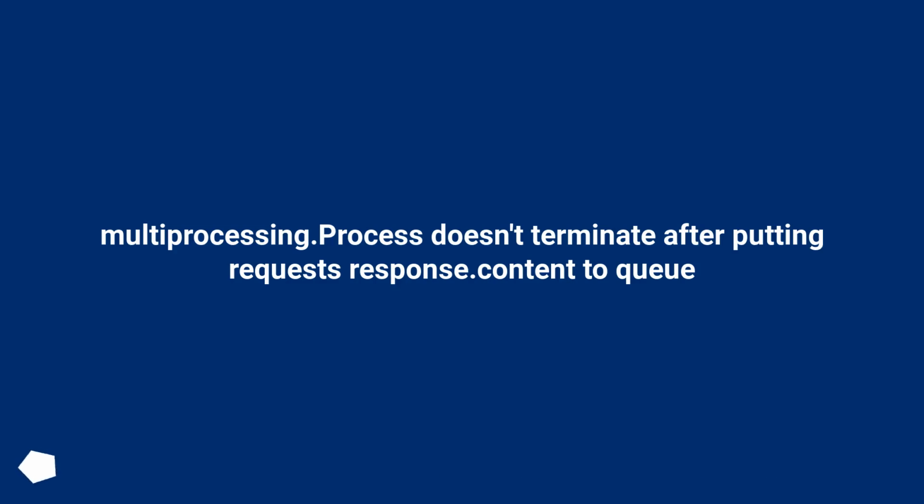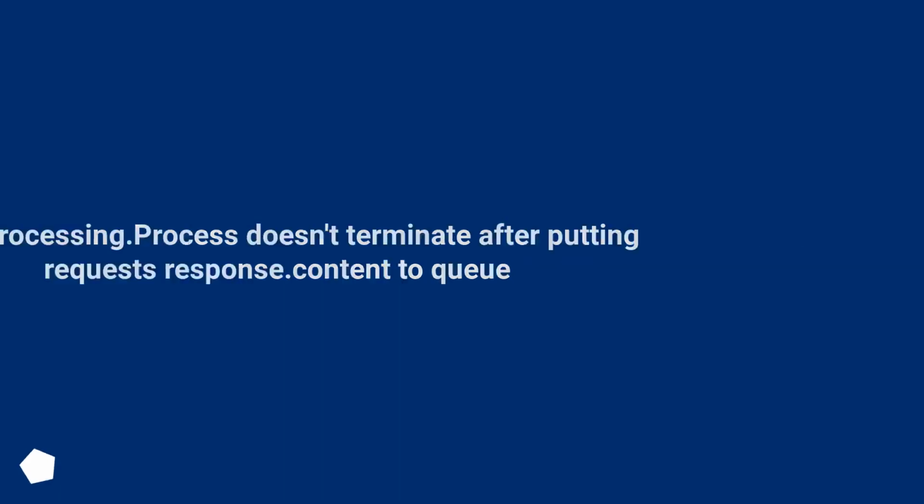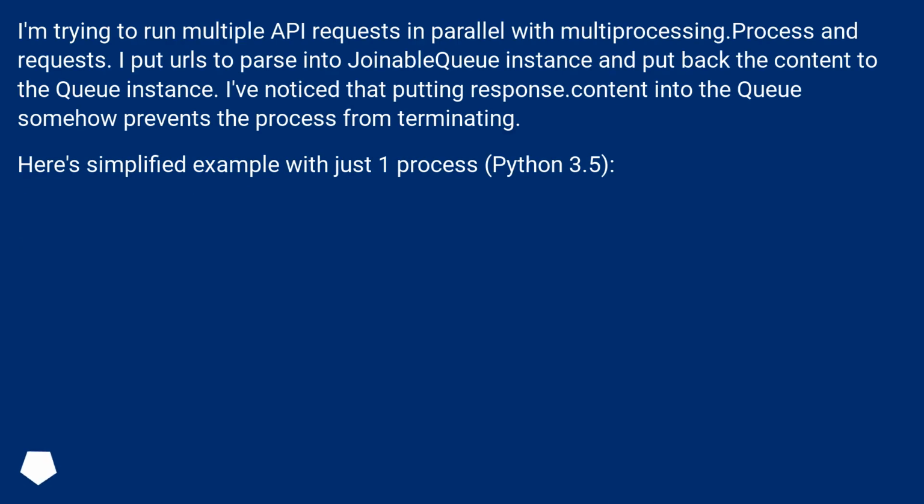Multiprocessing.Process doesn't terminate after putting requests response.content to queue. I'm trying to run multiple API requests in parallel with multiprocessing.Process and requests. I put URLs to parse into a JoinableQueue instance and put back the content to the queue instance. I've noticed that putting response.content into the queue somehow prevents the process from terminating.